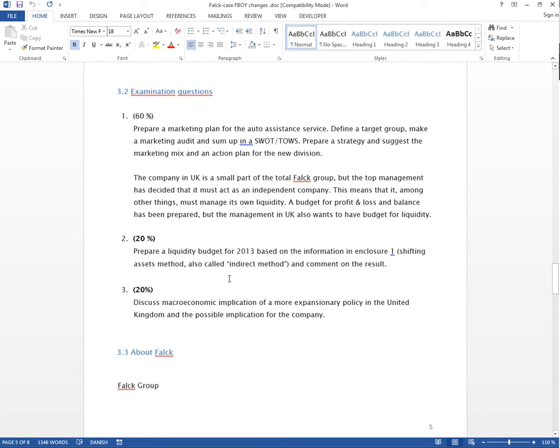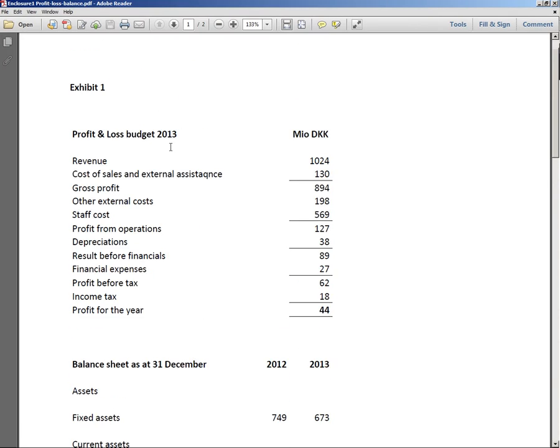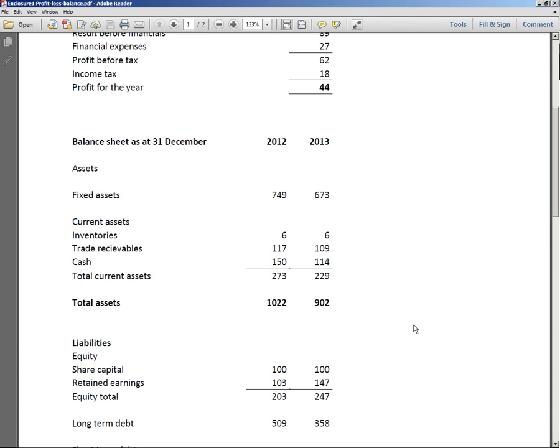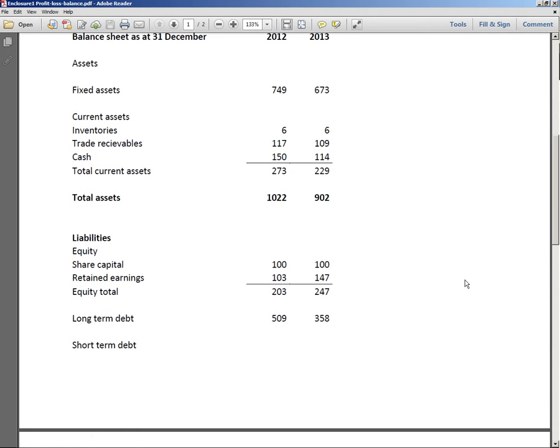So this comes with an enclosure number 1. So let me just look for enclosure number 1. Oops, comes here. So this is basically financial data concerning the budget year. We have profit and loss here, and we have balance, and we see they provide us both with a balance at the beginning and the ending of 2013. So we have the different numbers here.